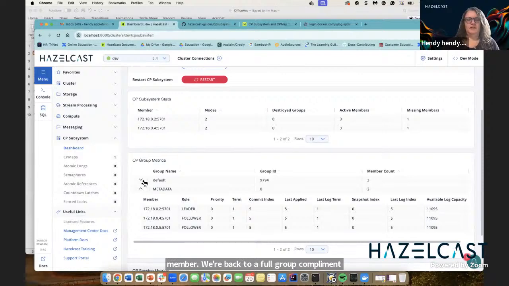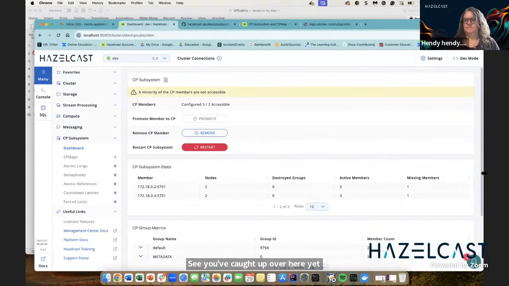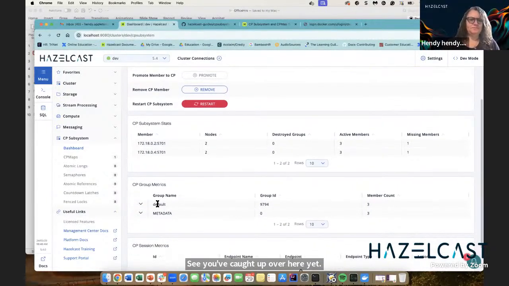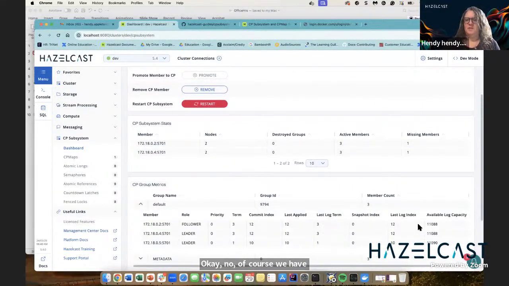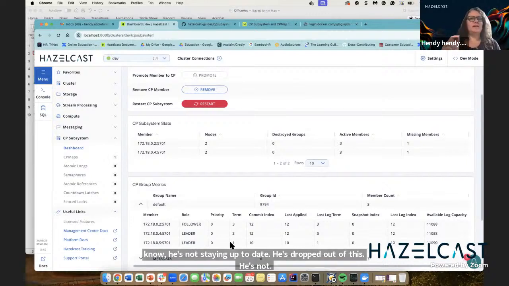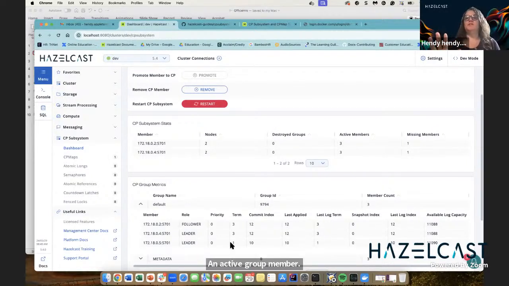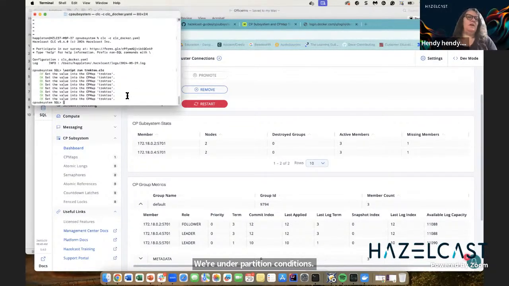See if we've caught up over here yet. Okay, no, of course we have. I keep looking for this to drop. The member count is still 3, but you'll notice group 5, he's not staying up to date. He's dropped out of this. He's not an active group member. We're still retaining his group membership, but he's not communicating. We're under partition conditions. Now let me go back and show you that the client is still running.